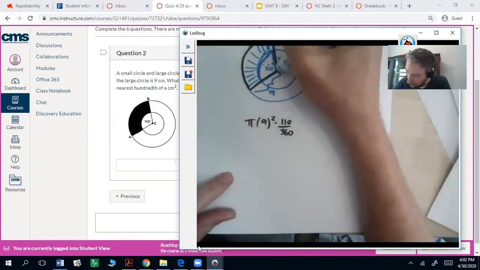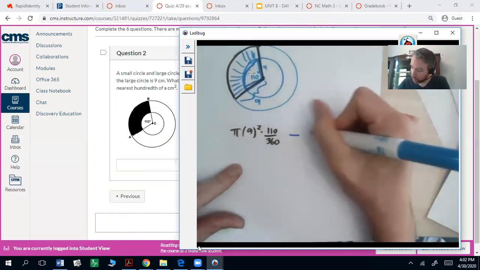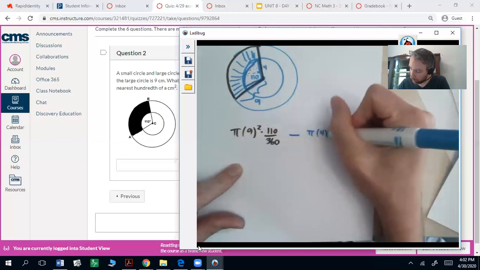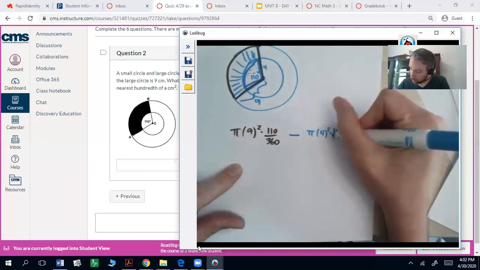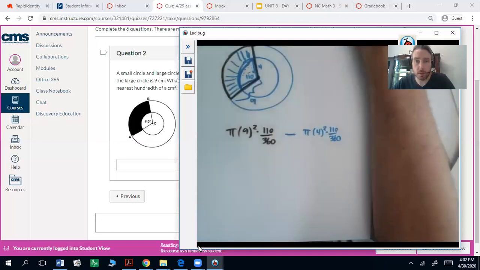This region right in here has a radius of 4, that little circle. So we're going to subtract pi times 4 squared times 110 over 360. Same degree, different radius. So we're going to do pi times 9 squared times 110 over 360, and we're going to do pi times 4 squared times 110 over 360, and we're going to subtract those two numbers.